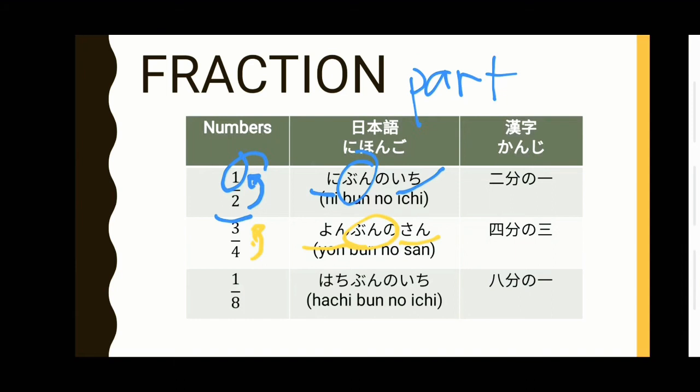Next, we have 1/8. So, we start here and go there. So, 8 is hachi, bunno, ichi. Since this is 1, it becomes hachi bunno ichi. Okay? Next, we have percentages.